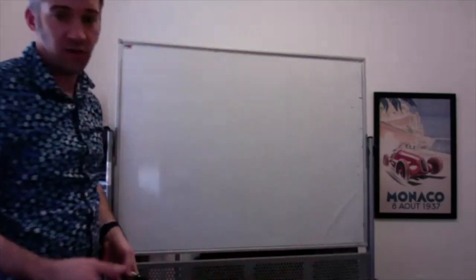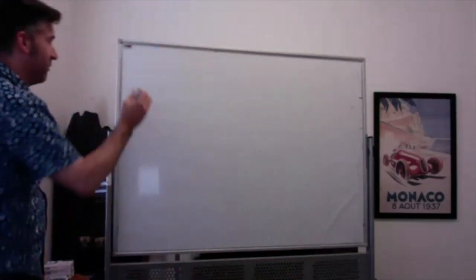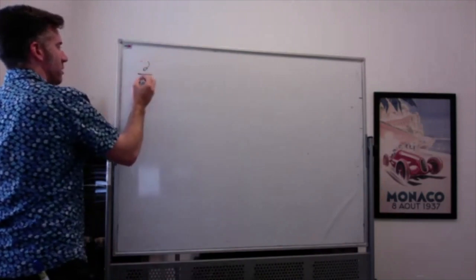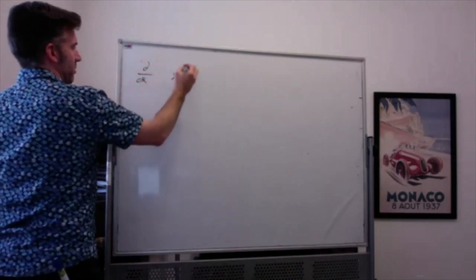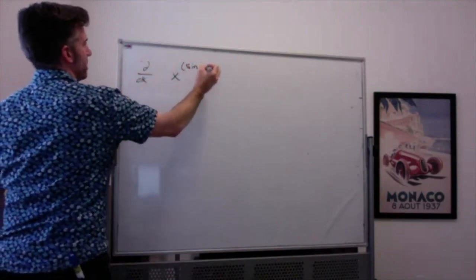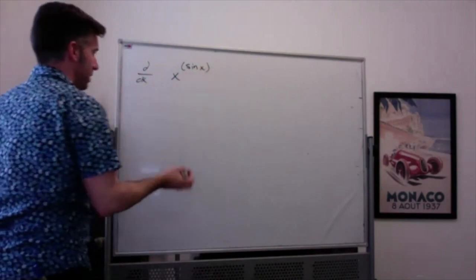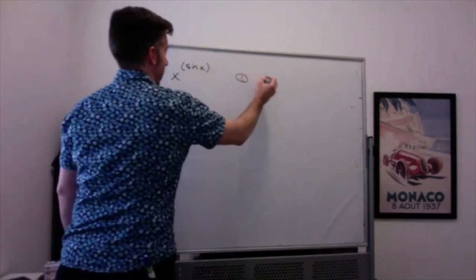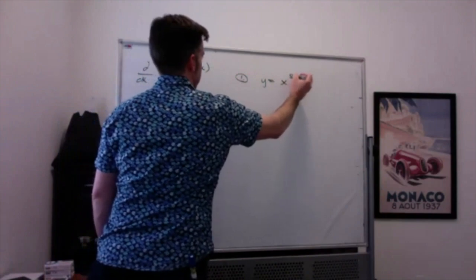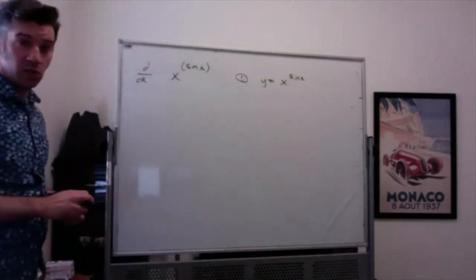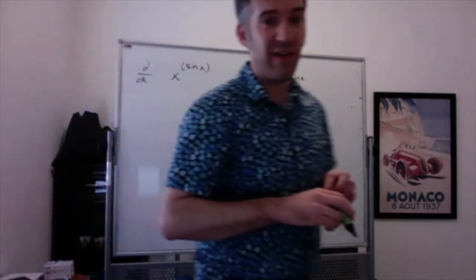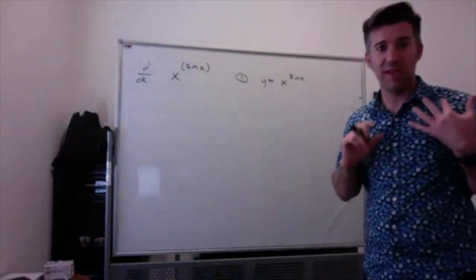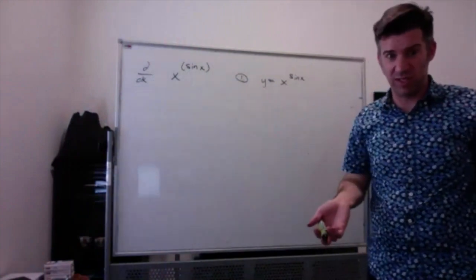So the process is always these same steps. I want to find the derivative of, say, x to the sine of x. Step 1, write it as y equals x to the sine of x. Step 2, you're trying to get that variable out of the exponent, right? The variable in the exponent is what's making it so you can't just differentiate this off the bat.